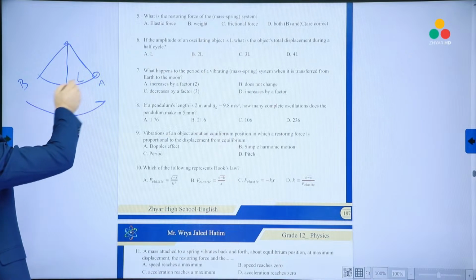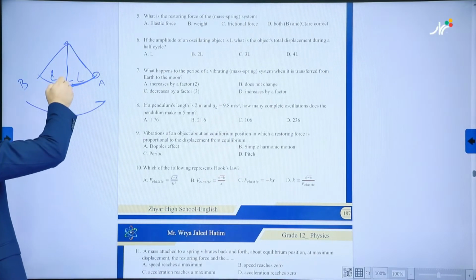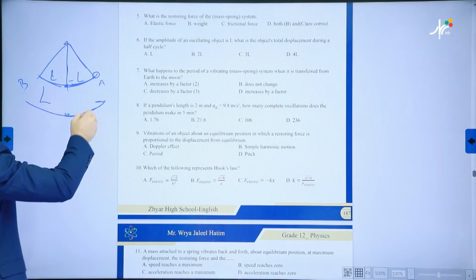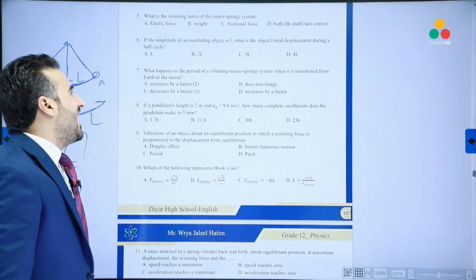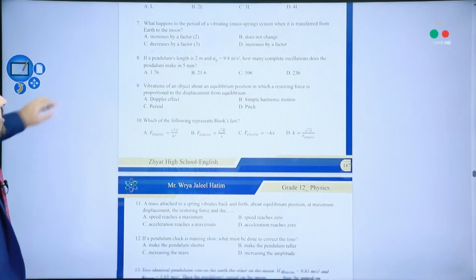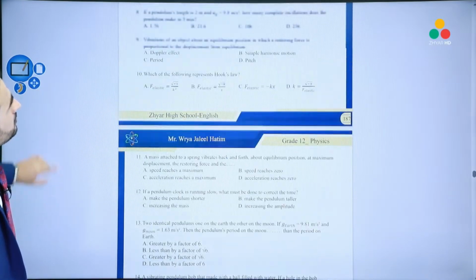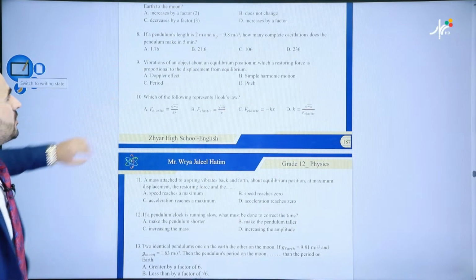So 1L starting from this point to this, so 1L to go. Another L starting from there. Another L to go back to equilibrium, and another L to go back to this one. So how many L's do we have? That is a total of 4L, or total displacement of 4L. And the other questions are very easy, as you can see. Try to solve this one as well.